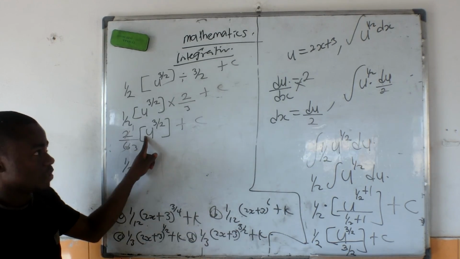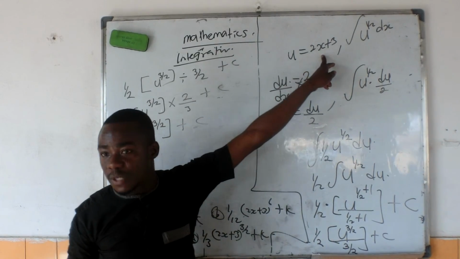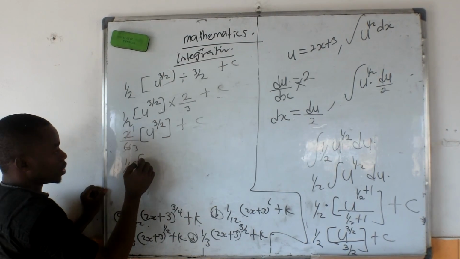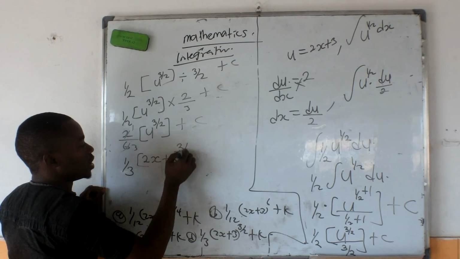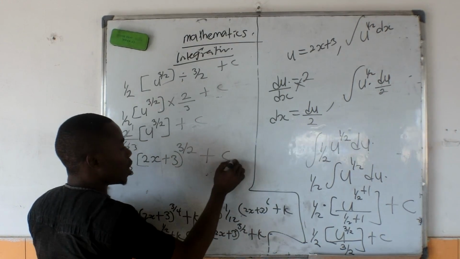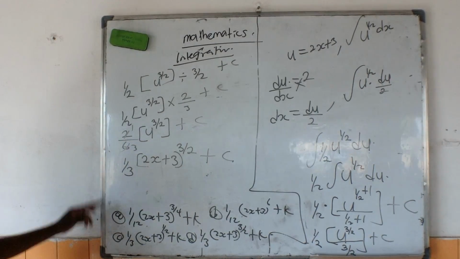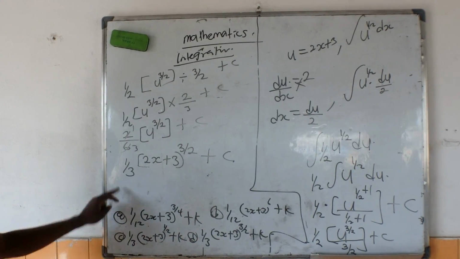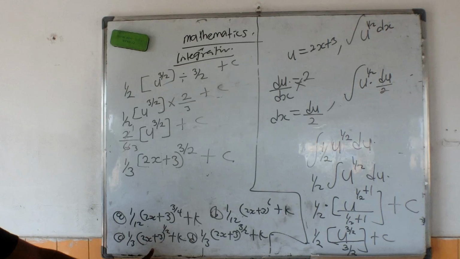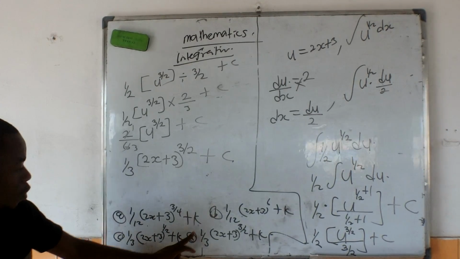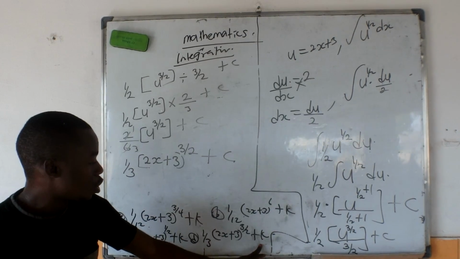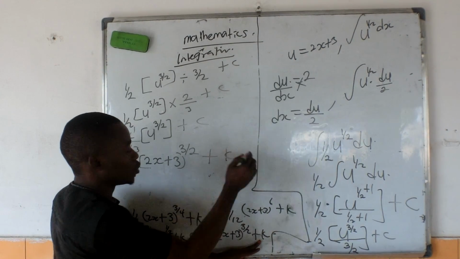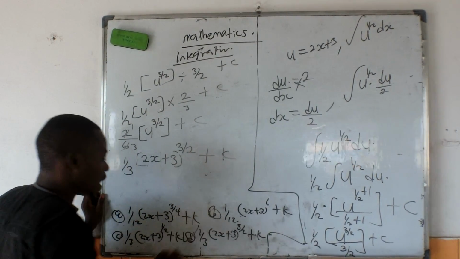And what's your u from the beginning? Your u is 2x plus 3. You substitute it. You have 2x plus 3 raised to the power 3 over 2. Now plus constant. Now if you look at it now, which one is your answer? 1 over 3 into 2x plus 3 raised to the power 3 over 2 plus constant. So you can take our constant to be h. Therefore, the answer is D.